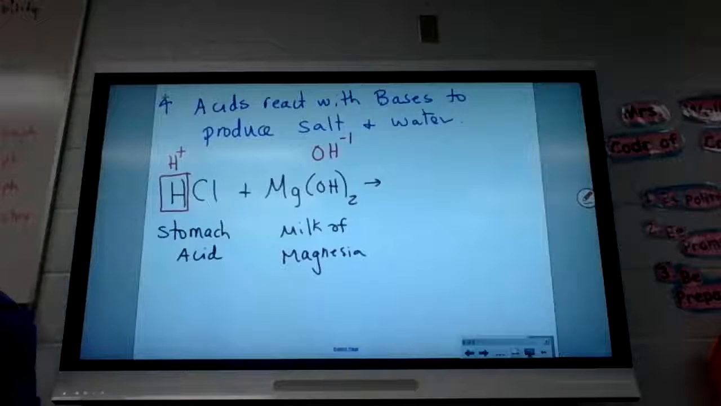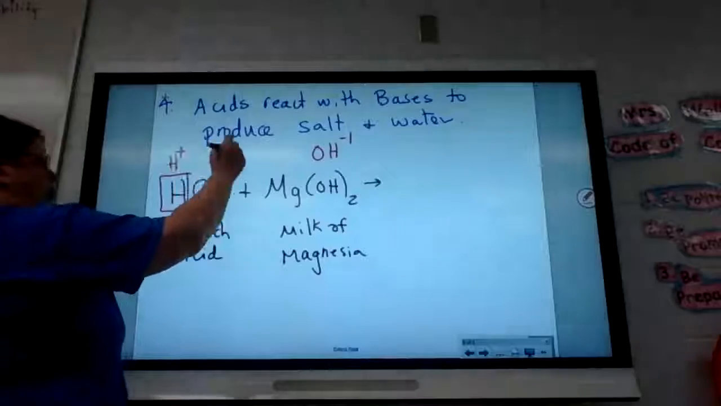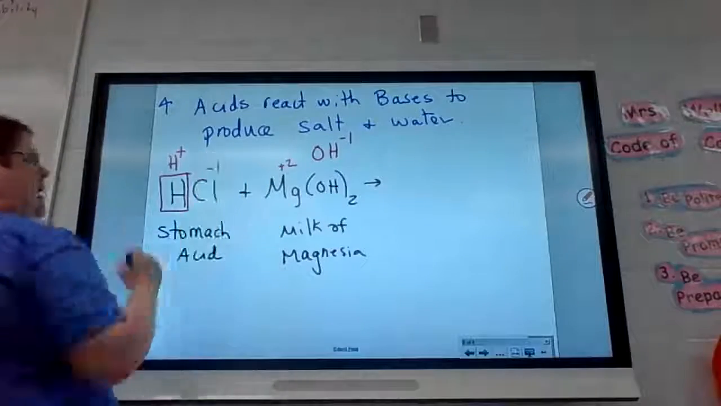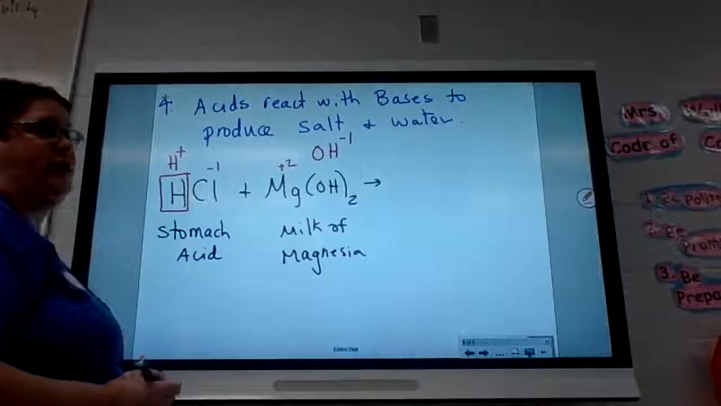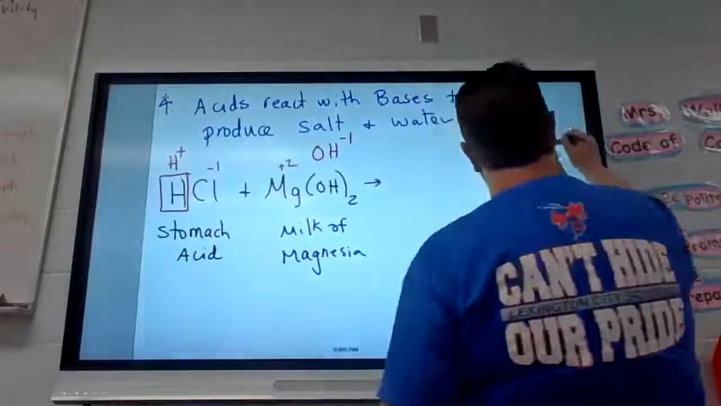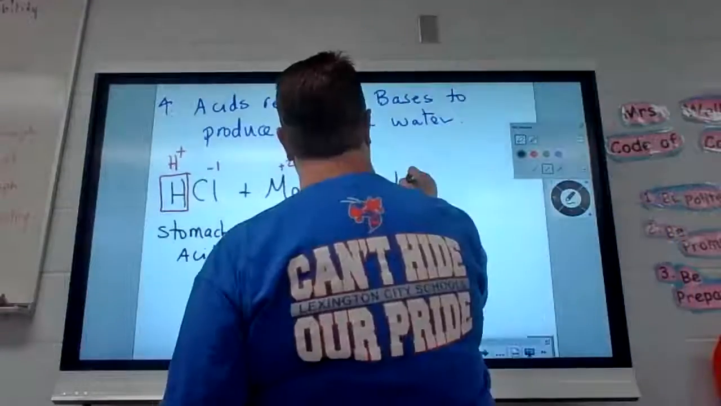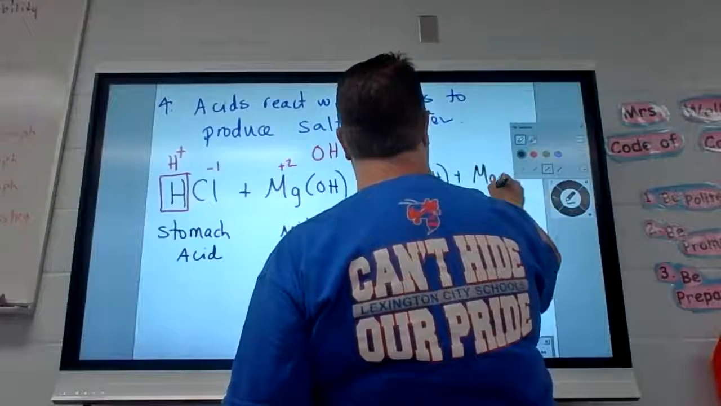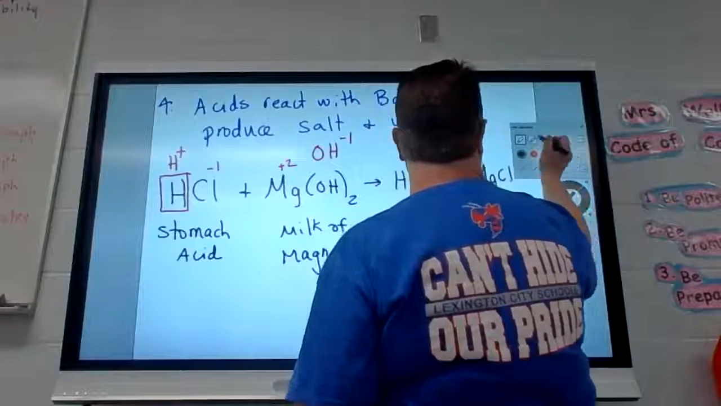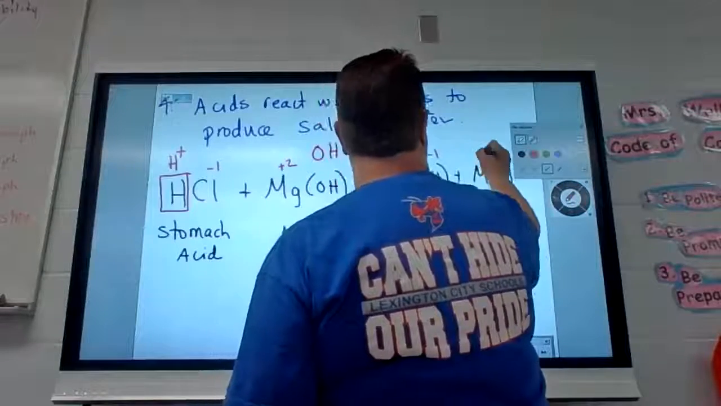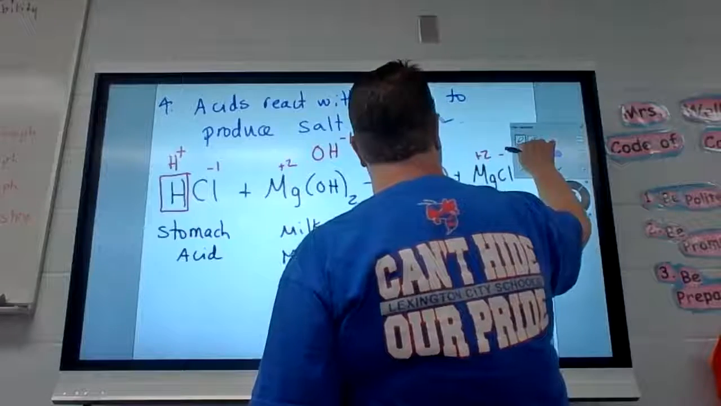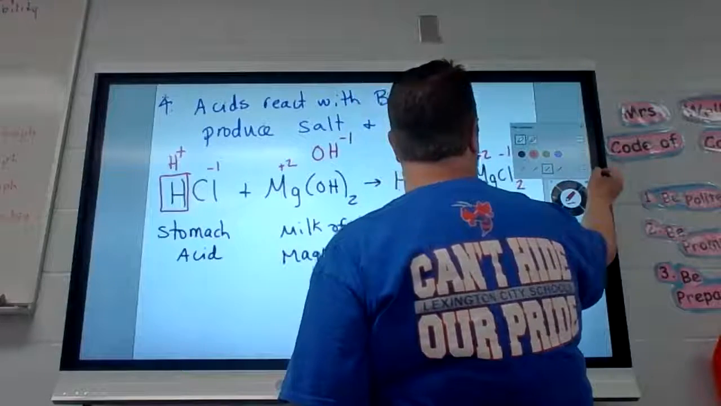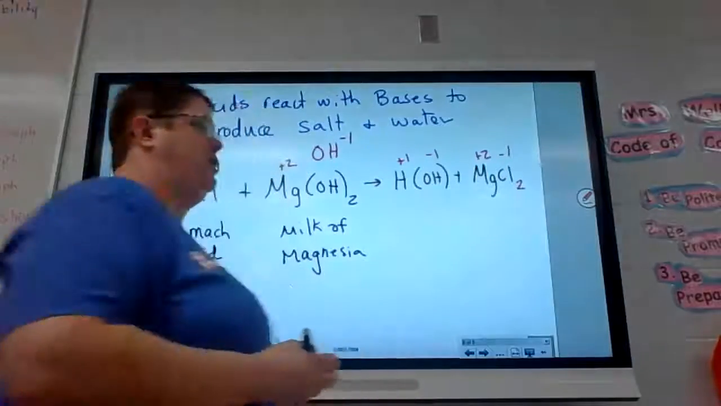Now, what kind of reaction would this be based on what we've done this semester? Double displacement. So, plus one, plus two, that's a minus one. So which two elements are switching? H and Mg. So H is going to be with OH, and Mg is going to be with Cl. Now, when you put in your oxidation numbers, you wind up with HOH and MgCl2.